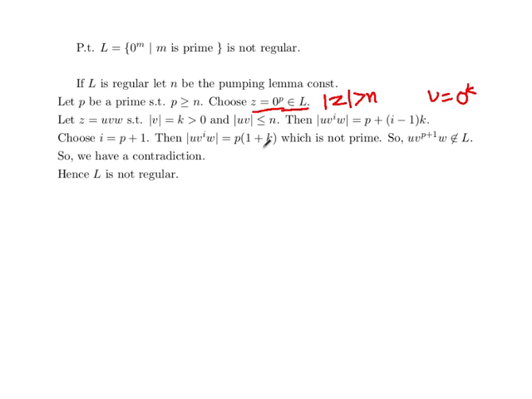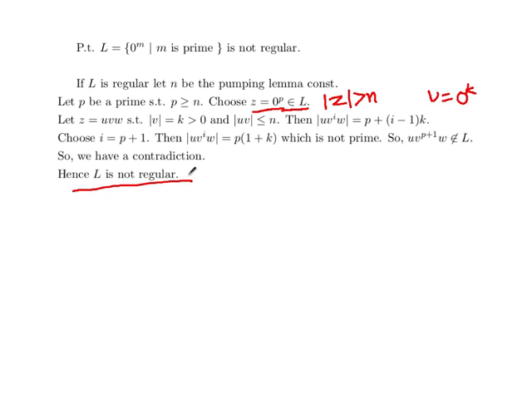So it's p times (1 plus k). Now this is not a prime, it's clearly a product of two integers. So that means this string is not in L. But according to the pumping lemma, it should be in L. Since it's not, the pumping lemma doesn't hold, so the initial assumption that L is regular is wrong. That means L is not regular.